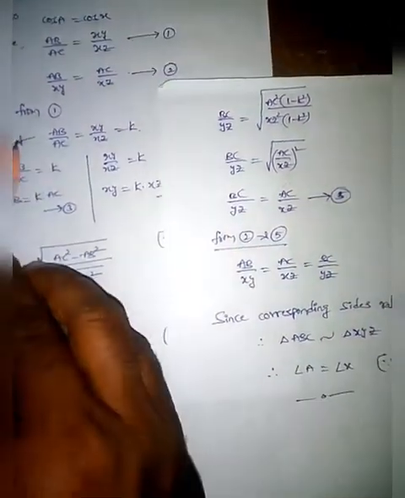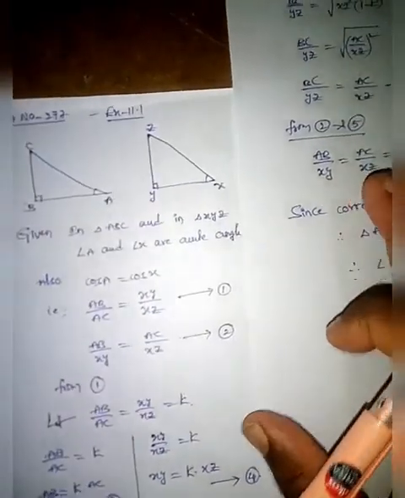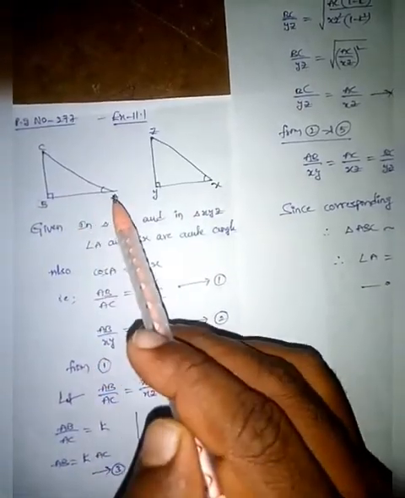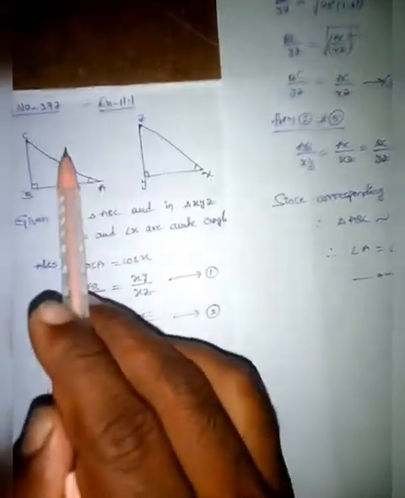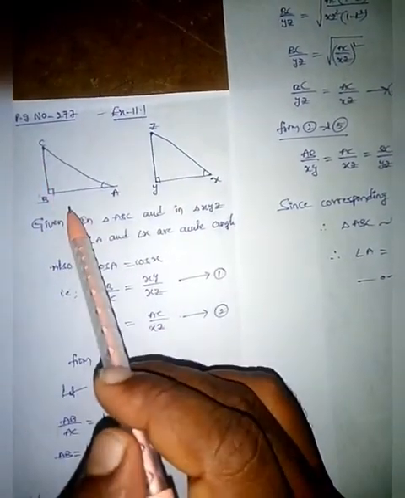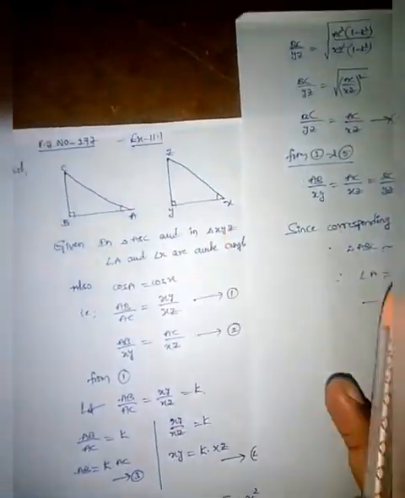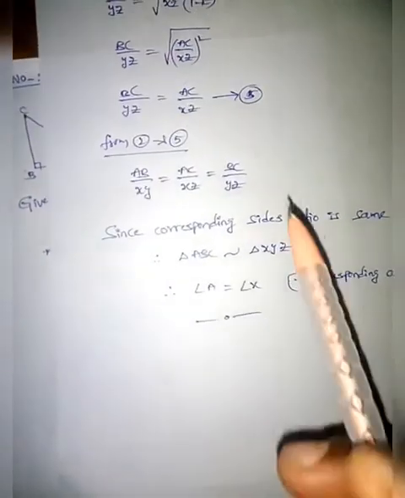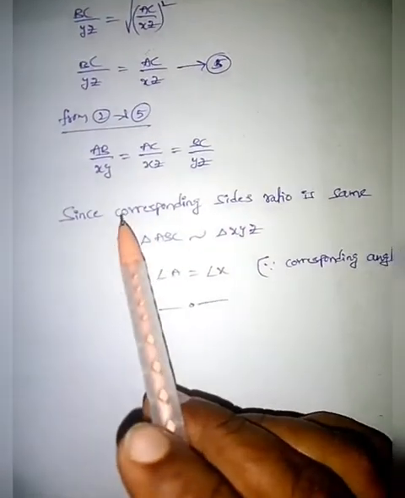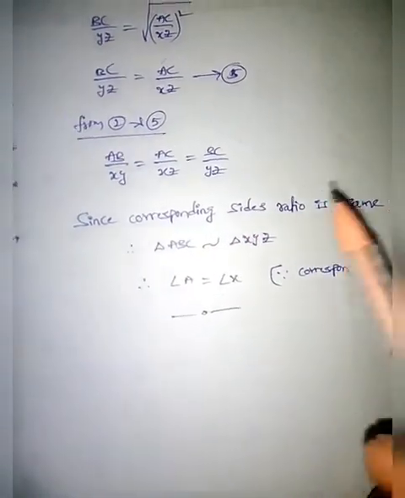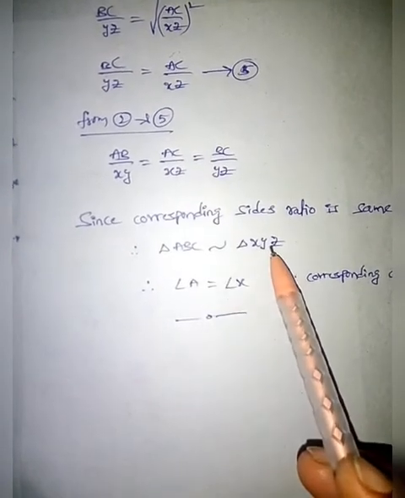Means in these two triangles, look here: AB by XY equals AC by XZ, which equals the third corresponding side BC by YZ. So in these two triangles, the ratio of corresponding sides is the same. That's why we can say these two triangles are similar triangles. Since the ratio of corresponding sides is the same, triangle ABC is similar to triangle XYZ.